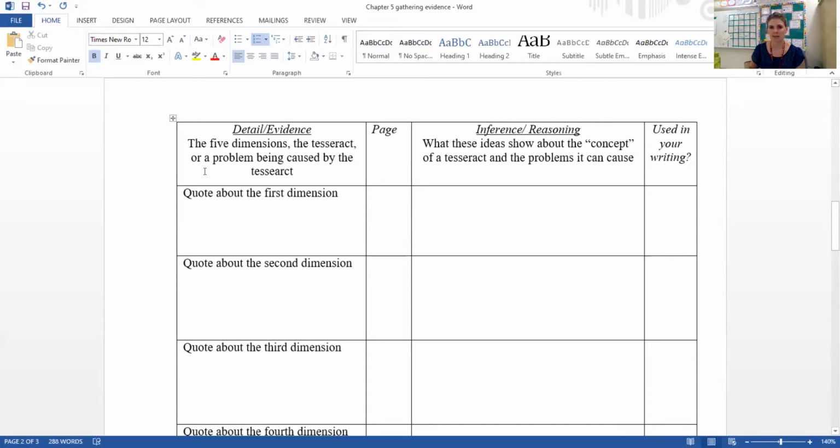In the detail evidence column, I've prompted you: the 5 dimensions, the tesseract, or a problem being caused by the tesseract. Those are the details and the evidence that you need to find in the chapter. In this part down here, where I put quote about the first dimension, quote about the second dimension, you are going to write in those boxes the quotes.